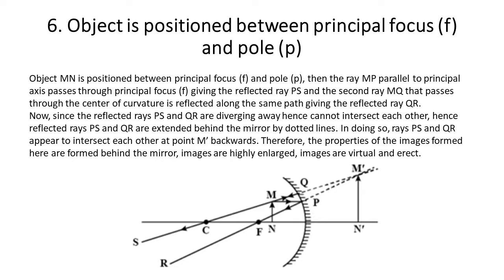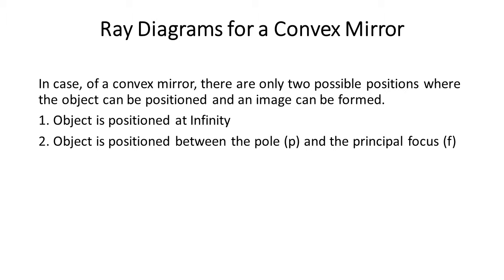Finally, when the object is placed between the principal focus and the pole of the mirror, as you can see over here, then the image is formed behind the mirror. It's an enlarged image, but it's not real, it's a virtual image and it's erect. So we don't get an inverted image, instead we get an erect virtual image and an enlarged or magnified image behind the mirror.